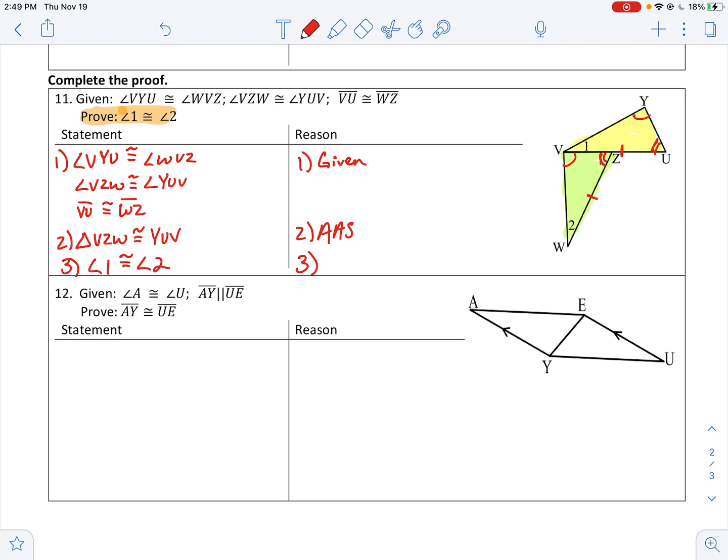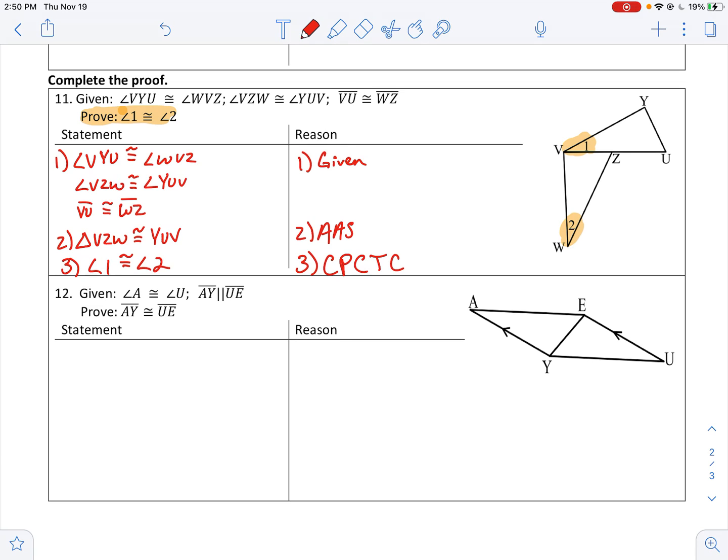Any time you've got angles or sides being proven congruent, we prove that the triangles are congruent themselves, and then we say that, hey, angle 1 has to be congruent to angle 2. We erase all this extra stuff. These angles have got to be congruent because they're corresponding. So corresponding parts of congruent triangles must be congruent.